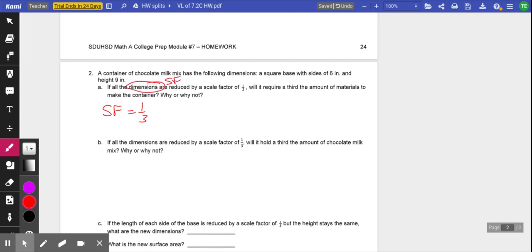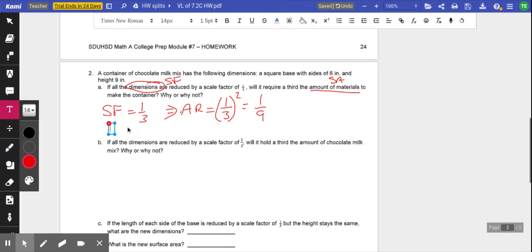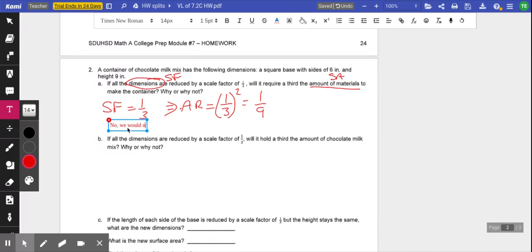And then here, well, it's a third of the amount of materials. That is going to be surface area. So this is an area ratio. If the scale factor is 1 to 3, then I know that the area ratio has to be 1/3 squared, which is 1 to 9. So will it make a third? No, it will make a ninth. So no. We would need 1/9 of the material.